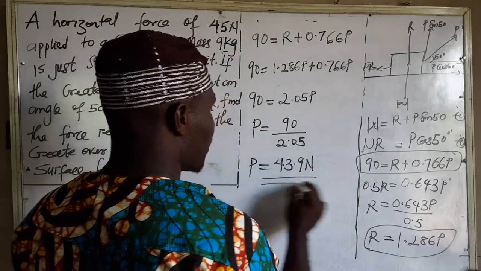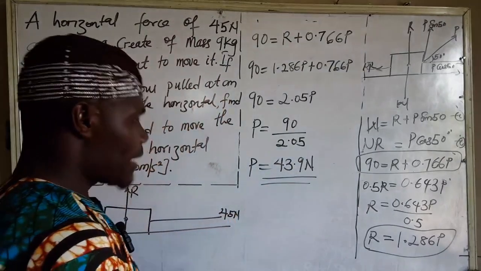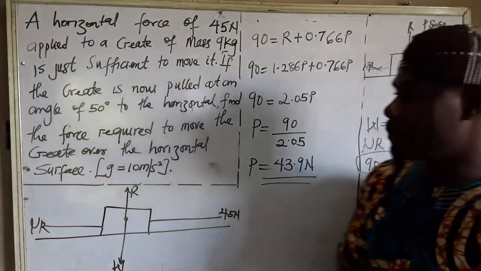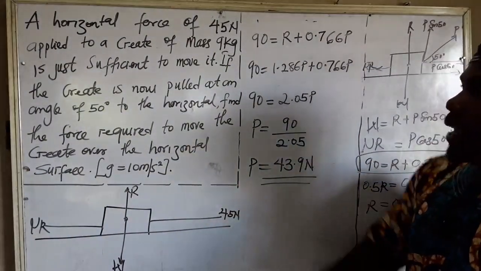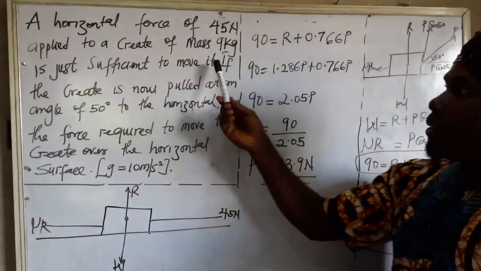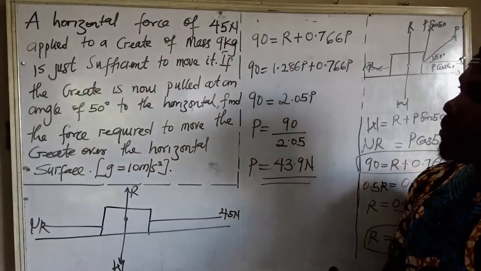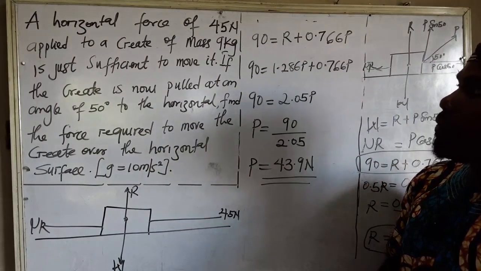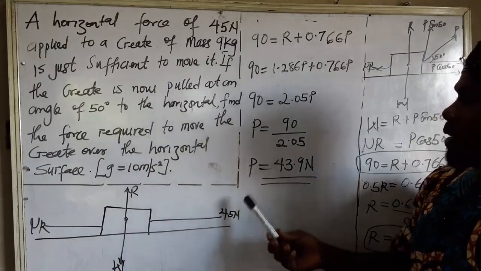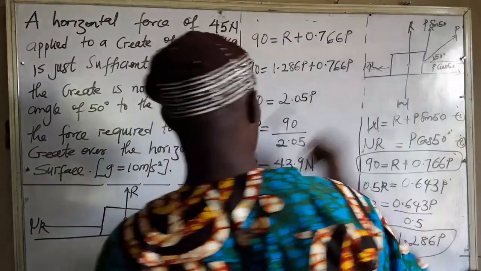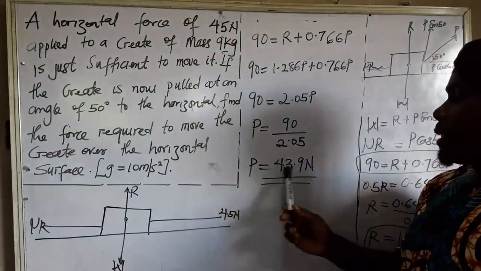Let's now relate this to the question from the beginning, which says a horizontal force of 45 Newton applied to a crate of mass 9 kilograms is just sufficient to move it. So the force we are able to get here, P, is now equal to 43.9 Newton.